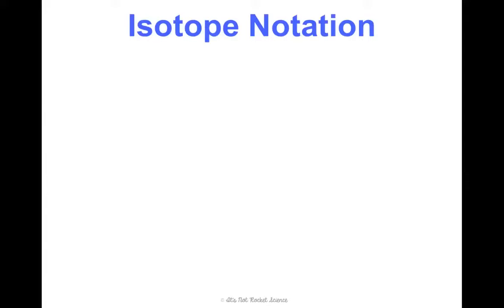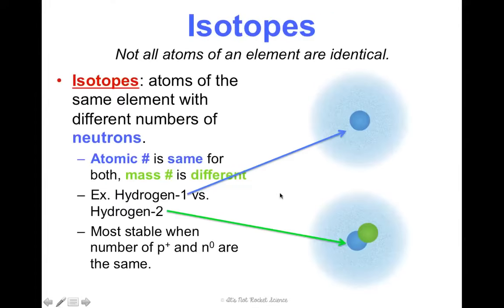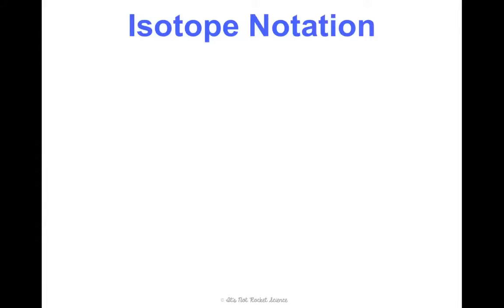Now, going back to that, that means this atom would be more stable than this one because they have the same number of protons and neutrons. All right, some notation.